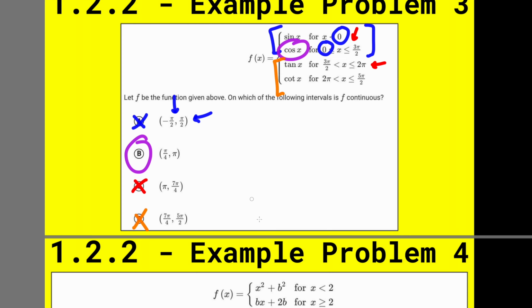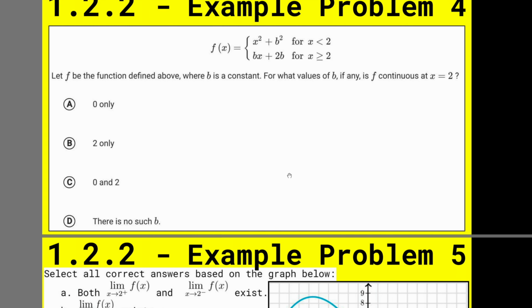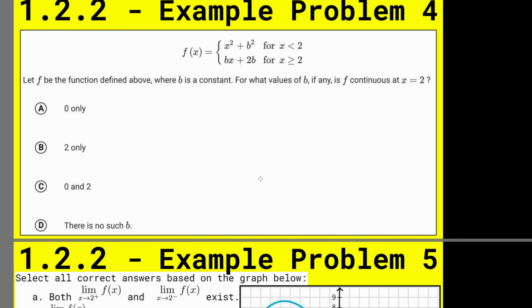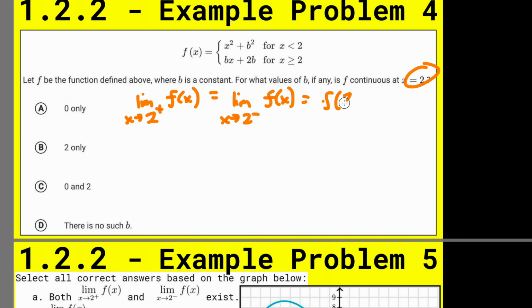Let's go on to the next one here, example problem number 4. This one says let f be a function defined above. You're trying to find a value of b such that this is continuous. This is where you want to start with the limit definition of continuity. So we're going to say the limit as x approaches 2 from the right of f of x has to be equal to the limit as x approaches 2 from the left of f of x. And it has to be equal to whatever f of 2 actually is.